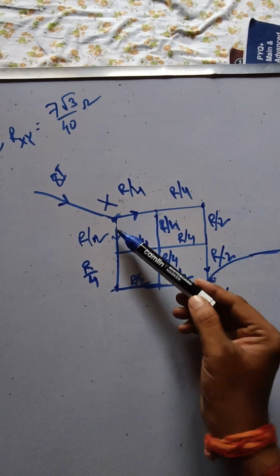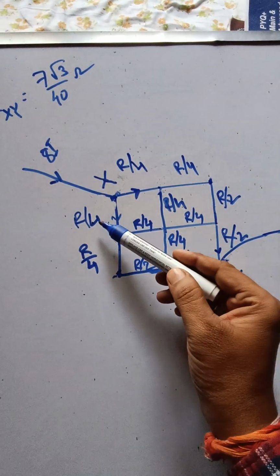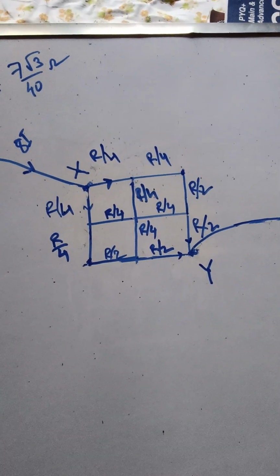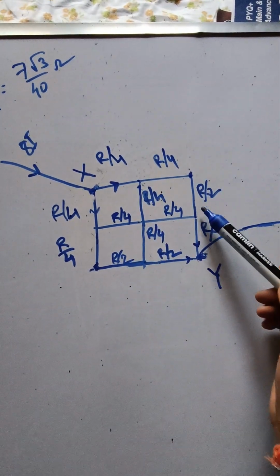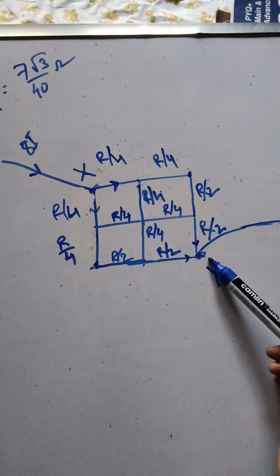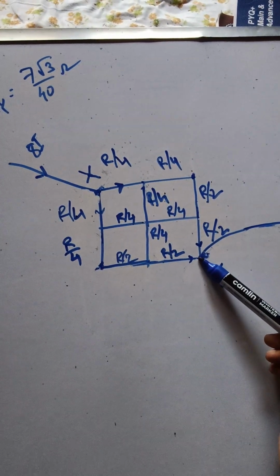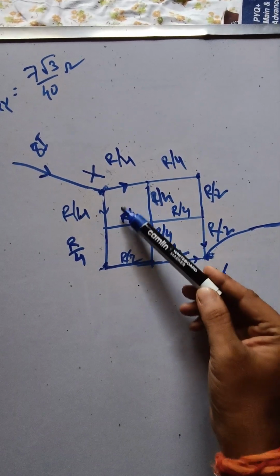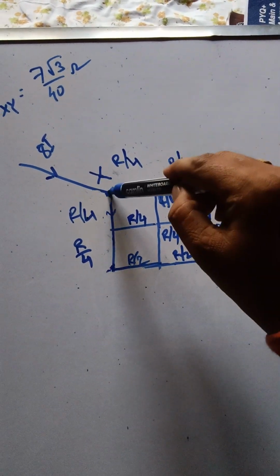R by 4, R by 2. Sorry, it is R by 4. Now you can check further symmetry. R by 4, R by 4, R by 2, R by 2 from X to Y. Now R by 4, R by 4, R by 2, R by 2. Same symmetry. Okay, R by 4, R by 4, R by 4, R by 2, R by 4, R by 4, R by 4, R by 2. Same symmetry. So you can fold the circuit like that.